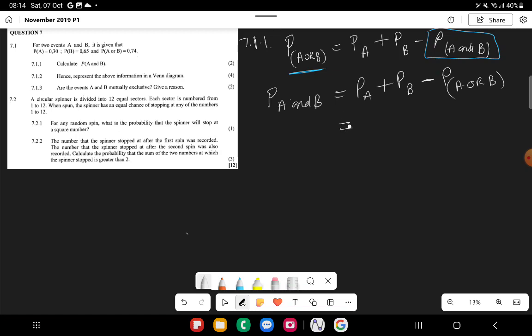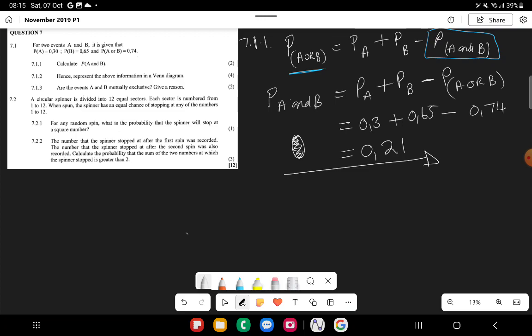Now I'm going to substitute. Probability of A is 0,3 plus the probability of B is 0,65 minus the probability of A or B, which is 0,74. Then we're going to use a calculator to quickly input that. And you should be left with the answer of 0,21 as the probability of A and B. Remember, A and B is that shared portion in your Venn diagram.